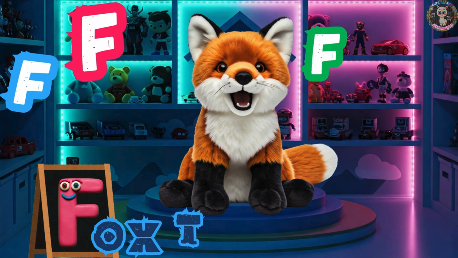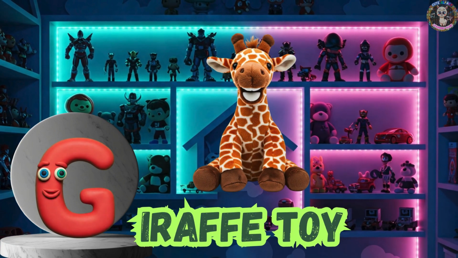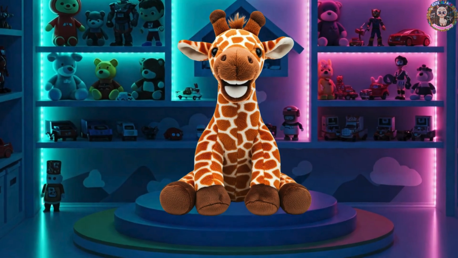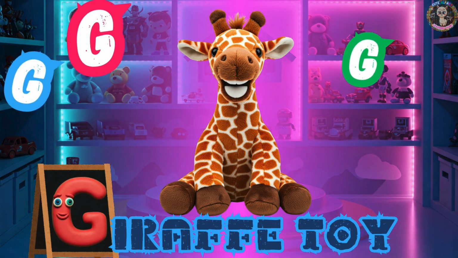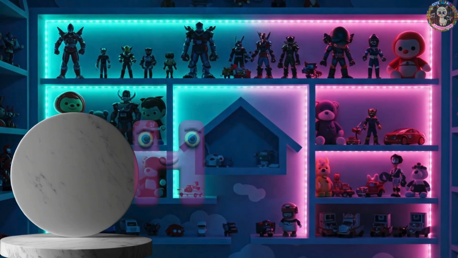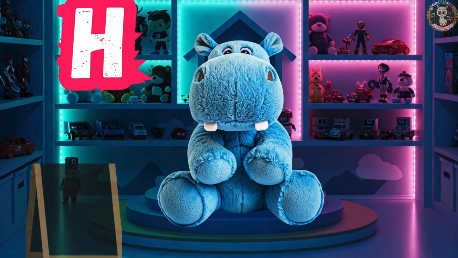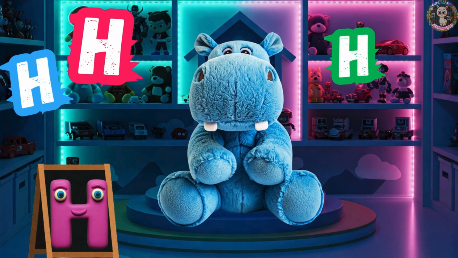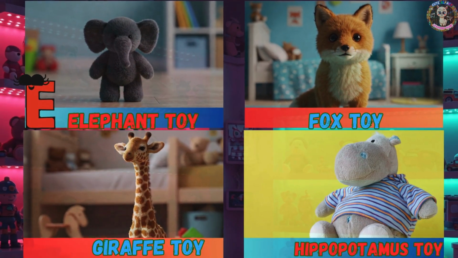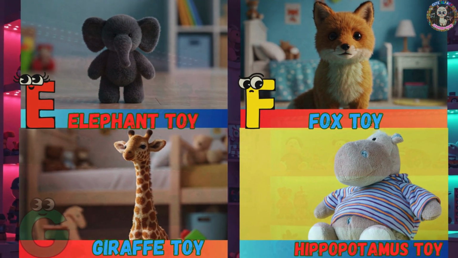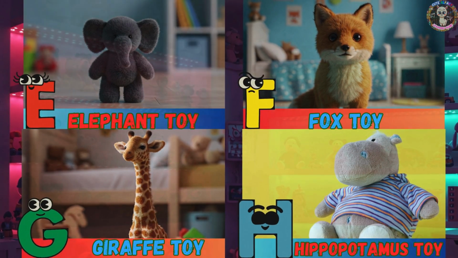F, fox toy. G is for giraffe toy. G, giraffe toy. H is for hippopotamus toy. Hippopotamus toy. E, Elephant toy. F, Fox toy. G, Giraffe toy. H, Hippopotamus toy.